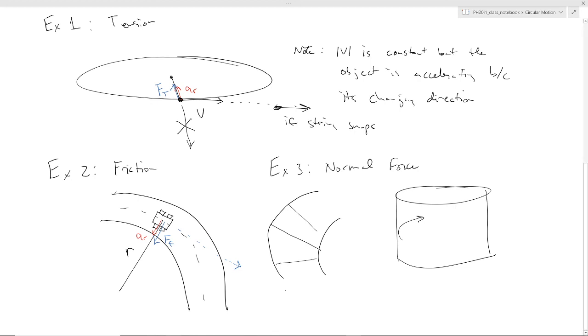And where this is all headed is gravity. So once we've mastered working with centripetal acceleration, we'll talk about gravity as sort of the granddaddy of forces that can provide centripetal acceleration. And we'll get to that in the next chapter.